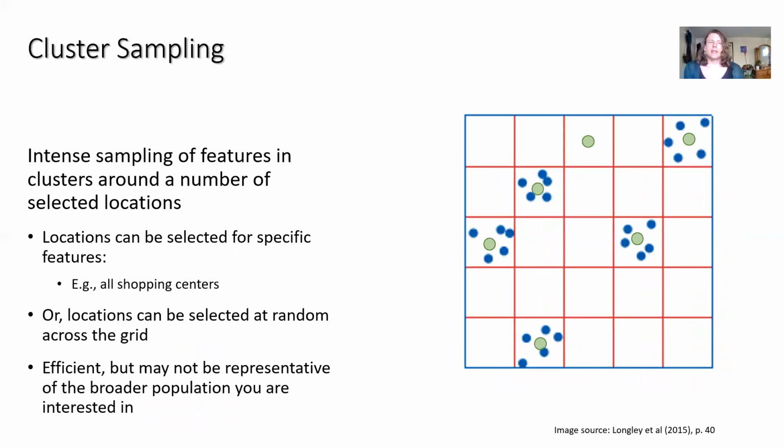Another option is cluster sampling. So you can do intense sampling of features in clusters around a number of selected locations. This is useful if you know that you want to focus on certain areas. So for instance, shopping centers. Maybe you want to do a survey of the opinions of shoppers for some certain thing, right? It might make sense to send canvassers to specific shopping centers to interview people who pass by.